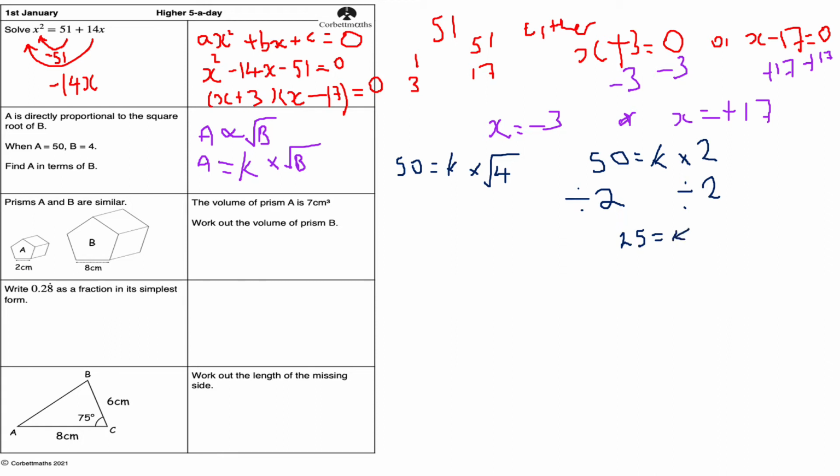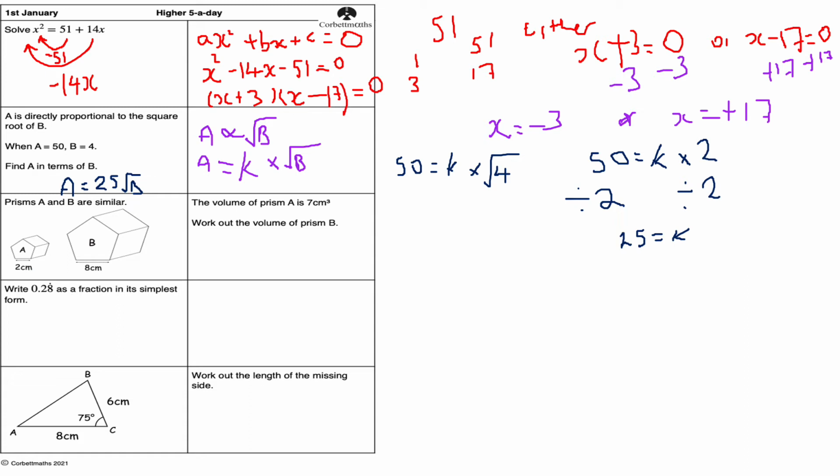Okay, now that I know what this constant is, I can form a general equation for a in terms of b. So a is equal to 25 root b. Okay. Or equivalent. So the examiners will also accept anything that is equivalent to this. So they will also accept 25b to the power of a half as well. Okay, but that is a general solution for question 2.